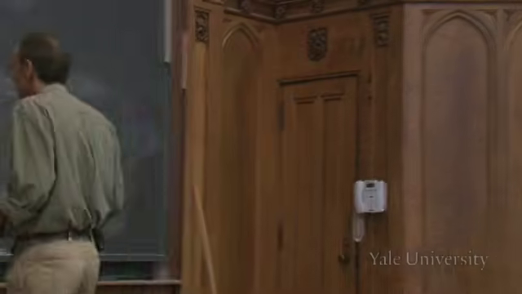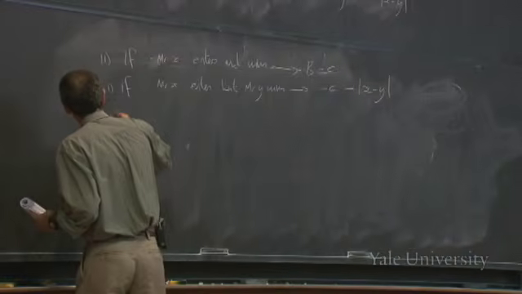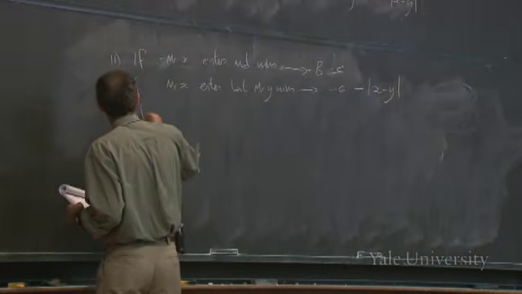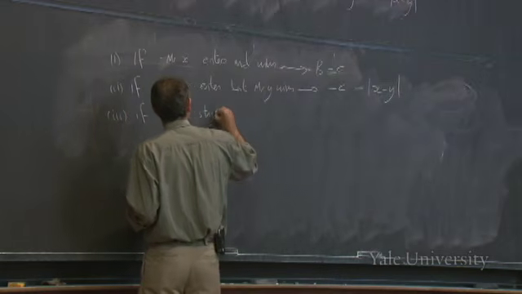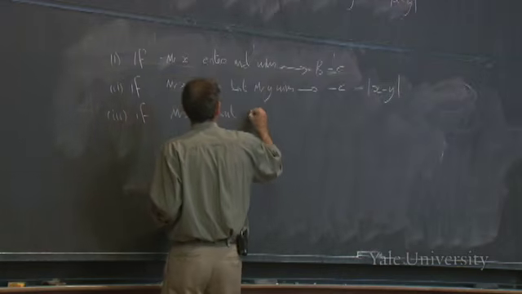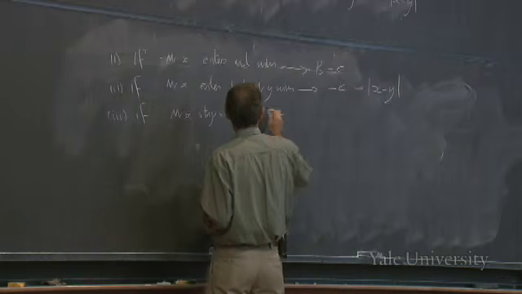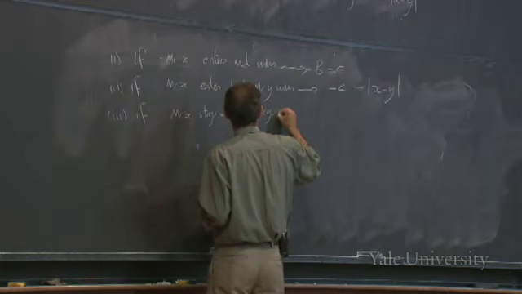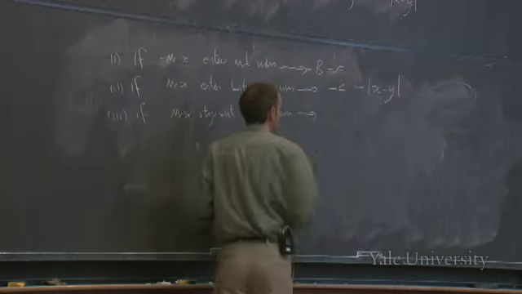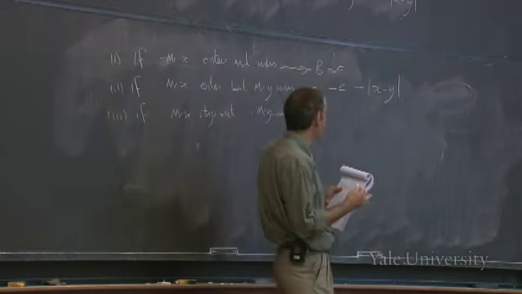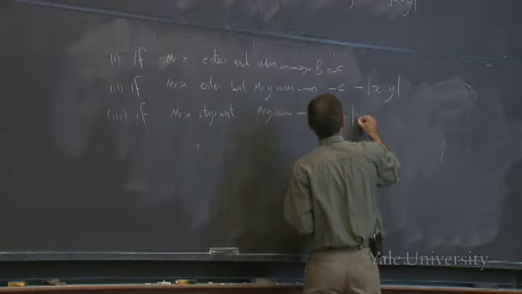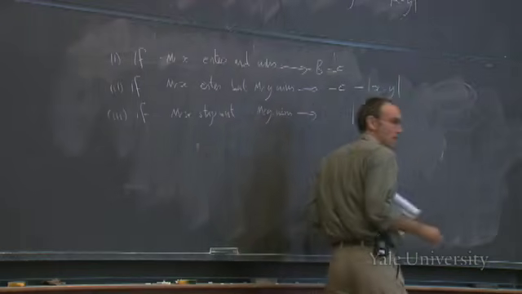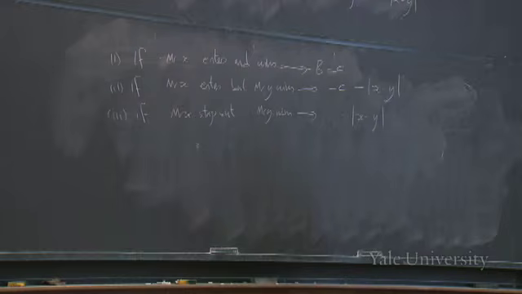And third, if Mr. X stays out but Mr. Y wins, then Mr. X's payoff, he doesn't win, so he doesn't get B. He doesn't lose C because he didn't run, but he still has this disutility of minus |x − y| because he doesn't like Y winning.